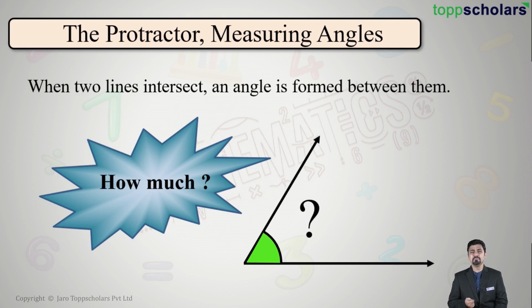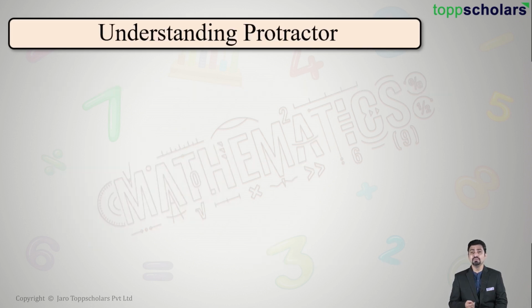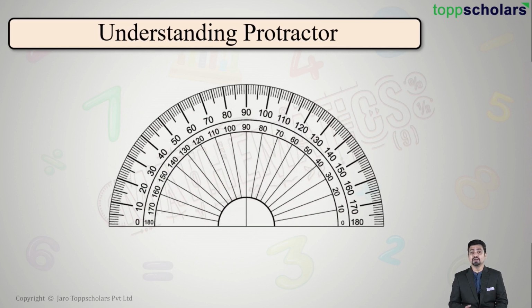But what is the measure of this angle? Or in other words, how much is this angle? We will be measuring with the help of a protractor. But what is a protractor? A device which looks like this is called a protractor. It is made of plastic and just like your scale, but the shape is different. It is in semicircle shape.